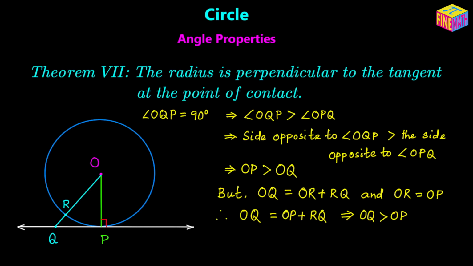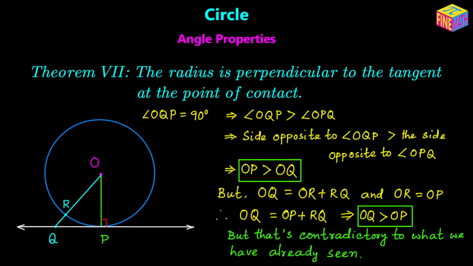Now look at these two relationships. With our assumption, it turned out that OP should be greater than OQ, but in reality we see that OQ is actually greater than OP, which is opposite of what we saw with our assumption. Our assumption led to the conclusion that OP must be greater than OQ, but in reality OP is actually less than OQ, or in other words OQ is greater than OP. So that contradicts what we assumed. That means our assumption is not correct.